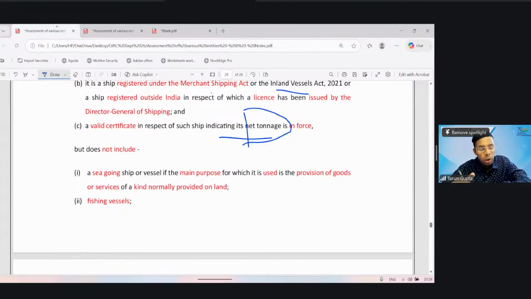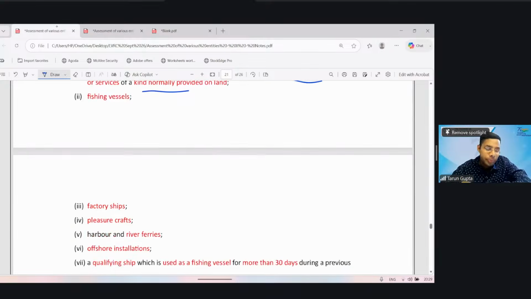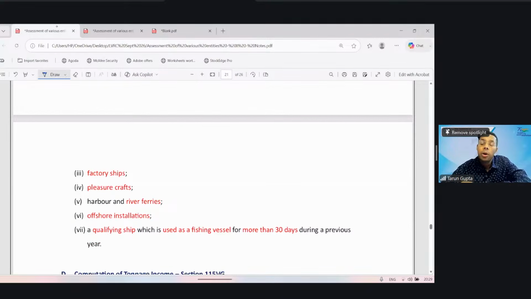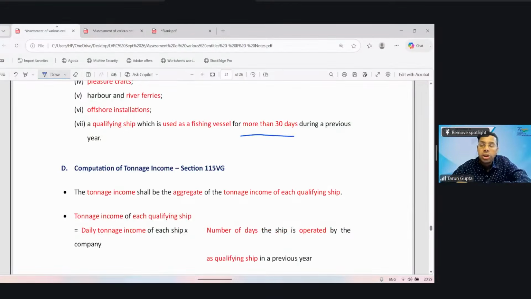A qualifying ship does not include a seagoing ship whose main purpose is the provision of goods or service. This is generally available online. A fishing vessel is not considered a qualifying ship. A factory ship or pleasure craft, the cruise, are not considered a qualifying ship. A qualifying ship which is used as a fishing vessel for more than 30 days in a year is disqualified as a qualifying ship. So a ship which was otherwise qualifying, but if it is used as a fishing vessel for more than 30 days, will not be treated as a qualifying ship.